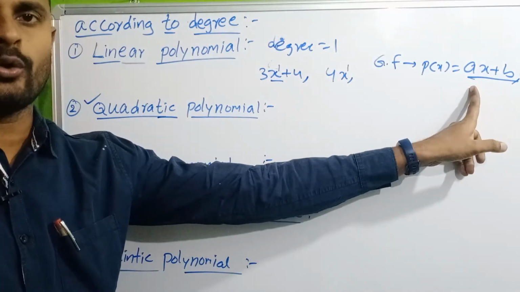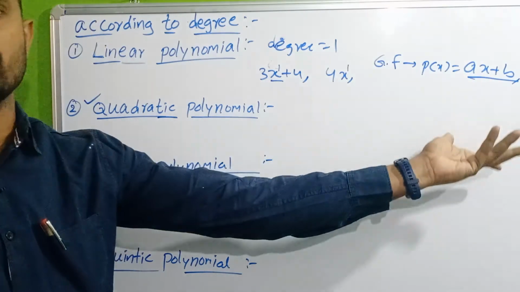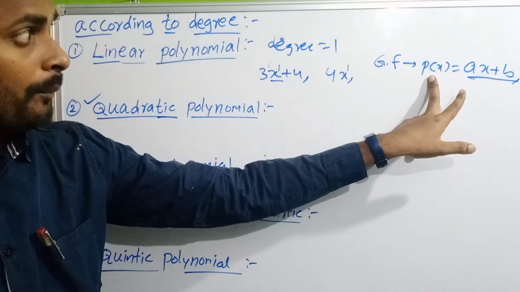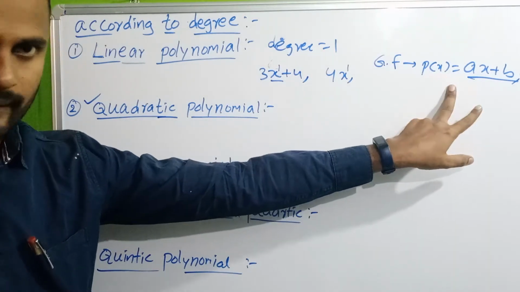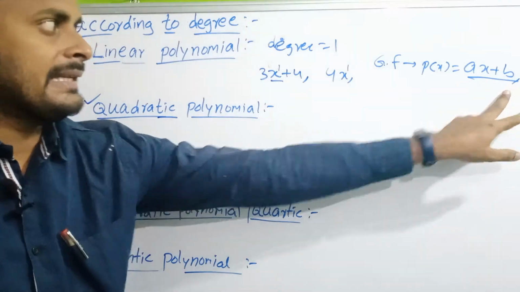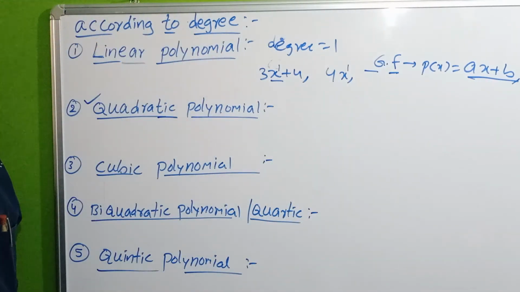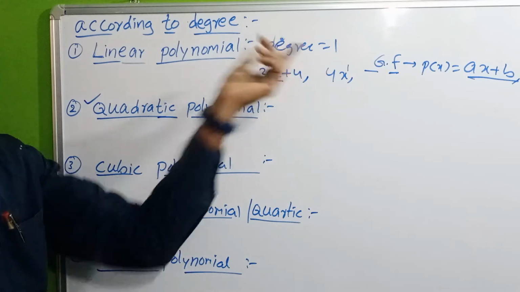If a is equal to 0, then the total ax term becomes 0. So there is no linear polynomial. That is why, for a polynomial with variable x, p of x is equal to ax plus b is the general form of a linear polynomial. So a linear polynomial means having degree 1.